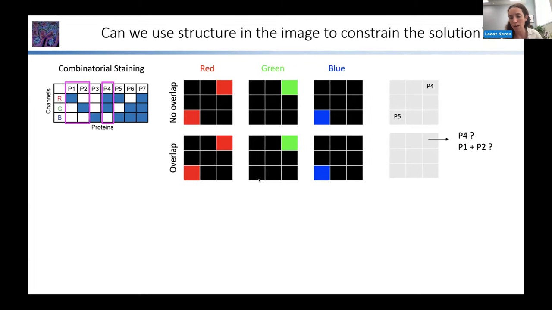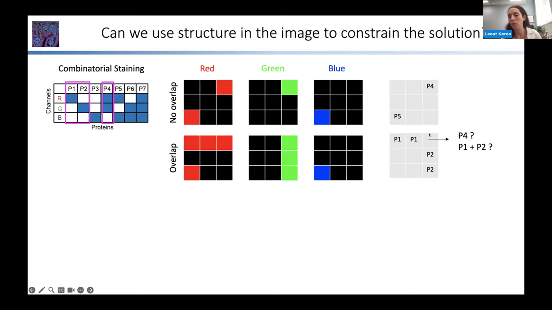Let's look at another example for types of constraints that could constrain my solution. So let's say that now the image is slightly altered, okay? So now I have this stripe of red and this stripe of green over here. And again, I'm trying to infer this top right pixel. Now I actually have pixels in the image which are defined because these images only have staining for one protein. So for example, this top left pixel is only staining red, and for that reason, it can only be protein one. Similarly here, it can only be protein two.